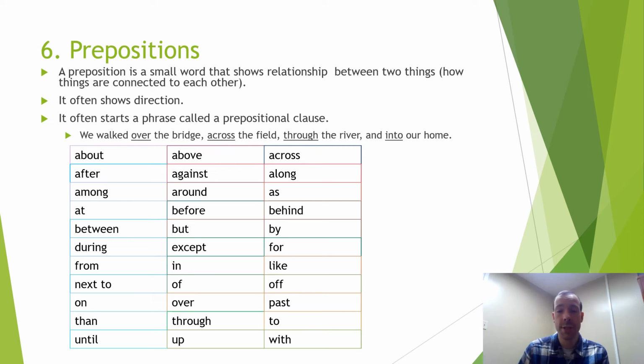Prepositions are small words that show the relationship between two things, how they're connected to each other. Often these are directional words, and often they start little phrases in a sentence that we call clauses, a prepositional clause. So some examples are: we walked over the bridge. Over is a preposition, and it starts this little clause, over the bridge. Across the field, across is a preposition. Through the river. Into our home. Through and into are prepositions.